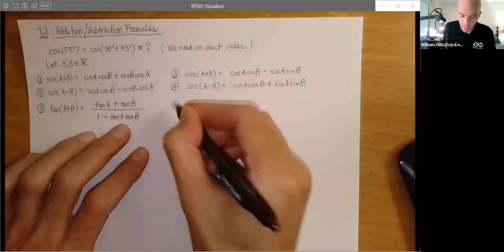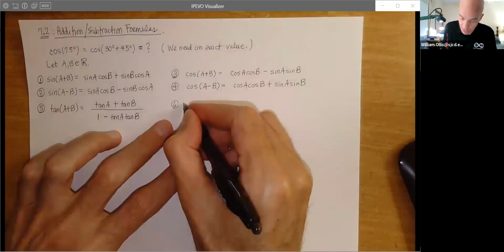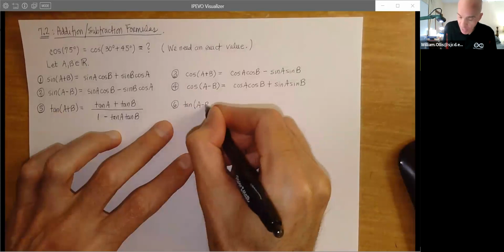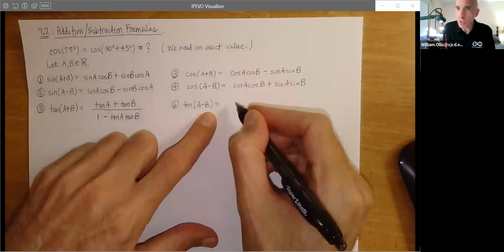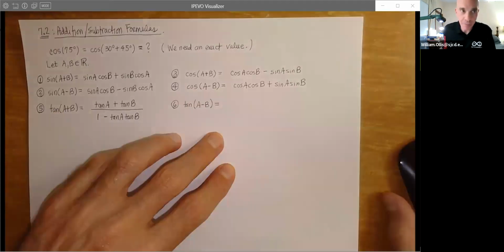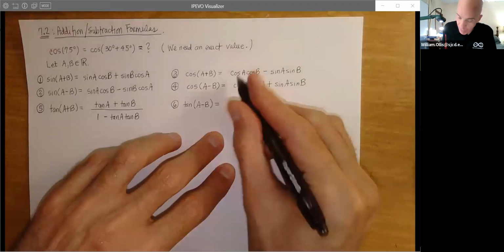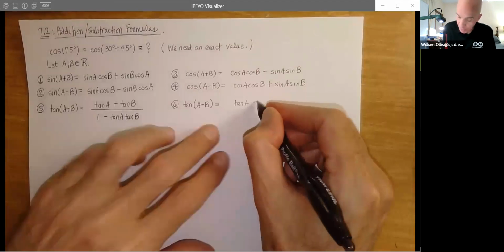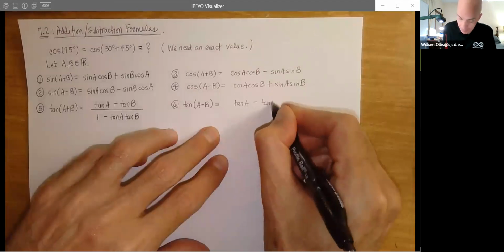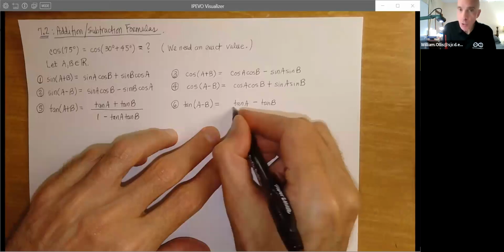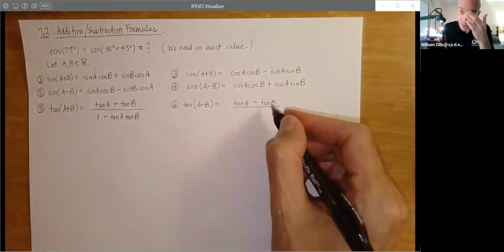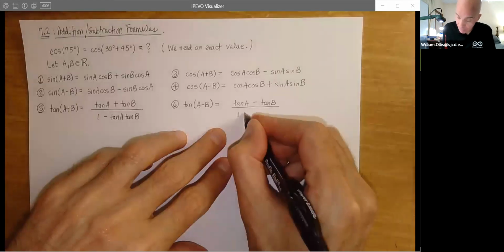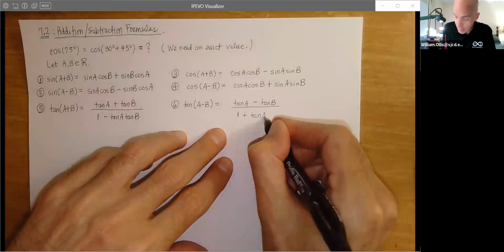And then for 6, we just have the tangent of a difference. Use any letters you like. If you don't like the A and the B, you can use other letters. It doesn't matter. So here we're going to have the tangent A minus the tangent B. The signs will just flip again. And we'll certainly use the even and oddness of our trig functions. That's going to make our life a lot easier. And then we get 1 plus tangent A, tangent B.